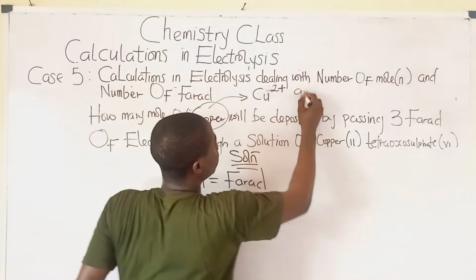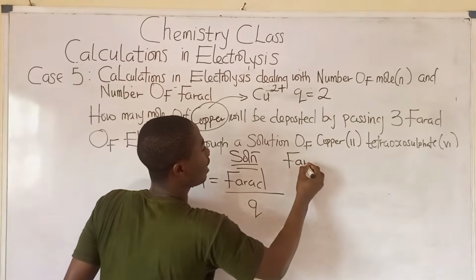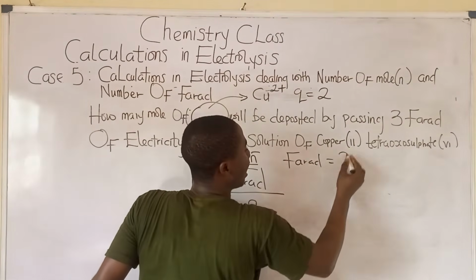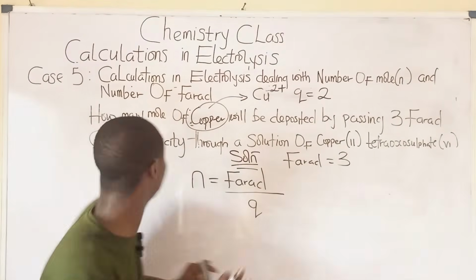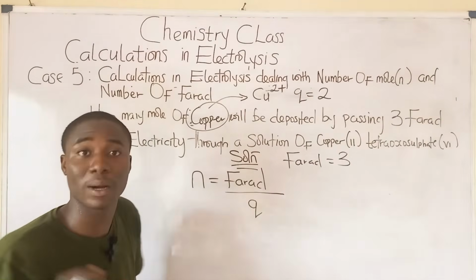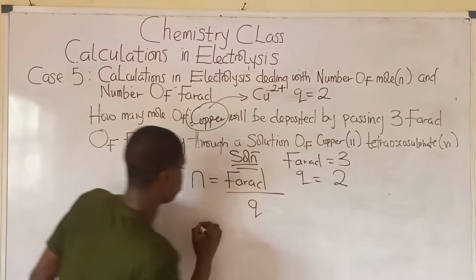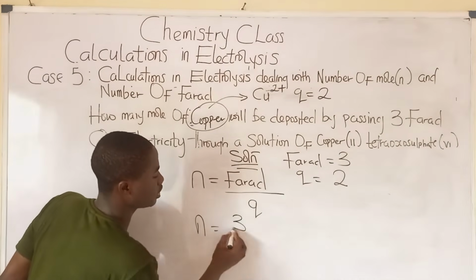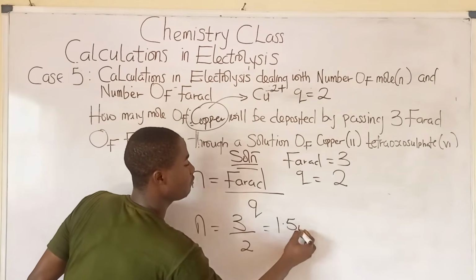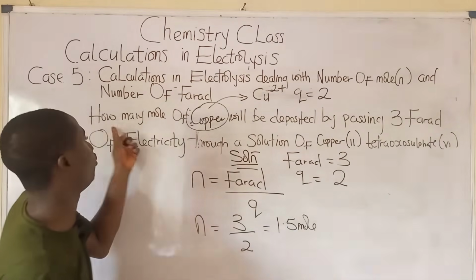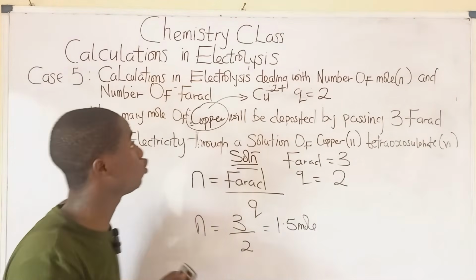That's the charge. So the charge of copper becomes 2, whereby for the number of farad, the number of farad is 3, as seen in the question, because the question says how many moles of copper will be deposited by passing 3 farad of electricity through a solution of copper 2 tetraoxosulfate 6. So what becomes the Q? It is 2. So what becomes number of moles? Farad, which is 3 over 2. So when we hit this in our calculator, 3 over 2, that's 1.5 moles, because we are looking for number of moles. So you can see how questions like this are being tackled without stress.